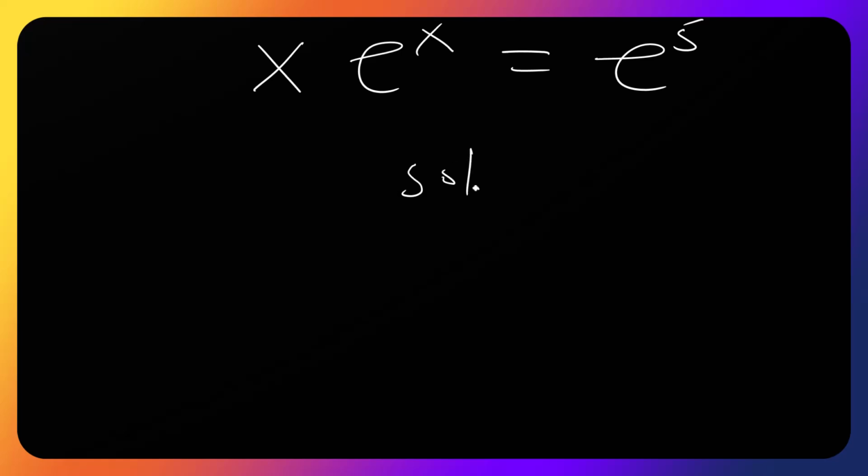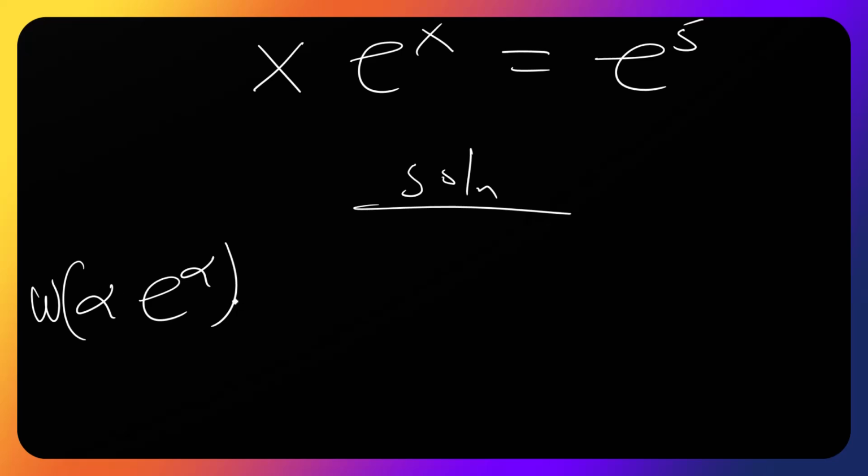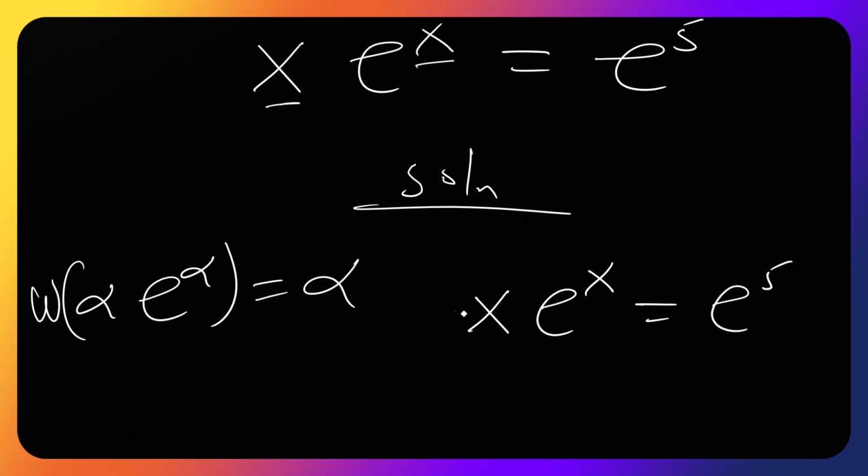So, solution. The only way out is to take the Lambert W function on both sides. Since alpha times e raised to alpha, if you take the W function, the answer will be alpha. So we have a similar situation here. Okay. So x times e raised to x equals e raised to 5.